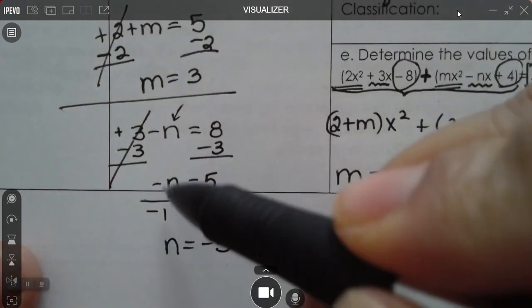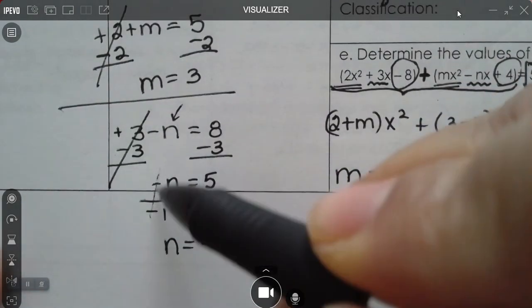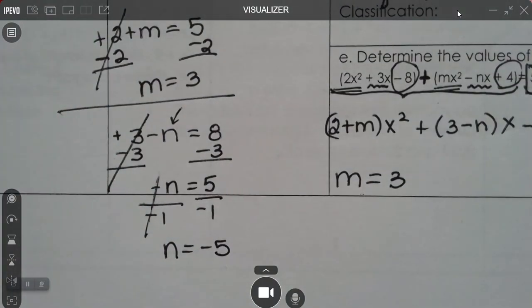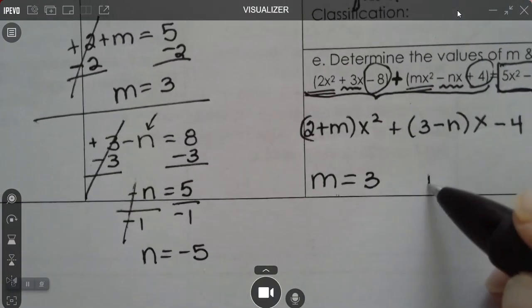Dividing by negative 1 gets rid of the negative sign. So n equals negative 5.